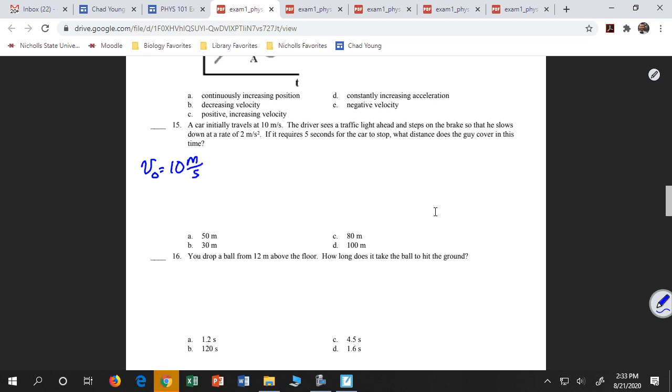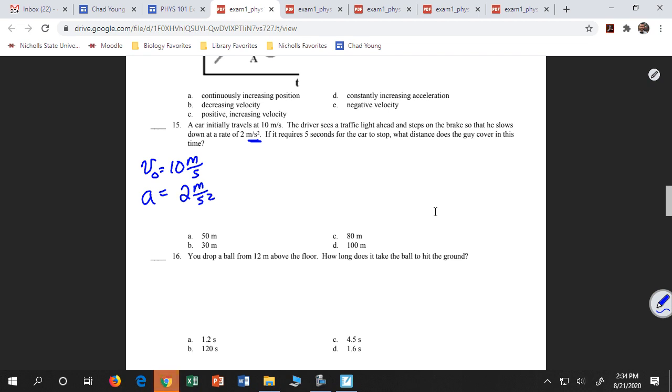The driver sees a traffic light and steps on the brake so that he slows down at a rate of 2 meters per second squared. I can look at the units right here and tell that's my acceleration. Knowing your units will really help you. So my acceleration is 2 meters per second squared.